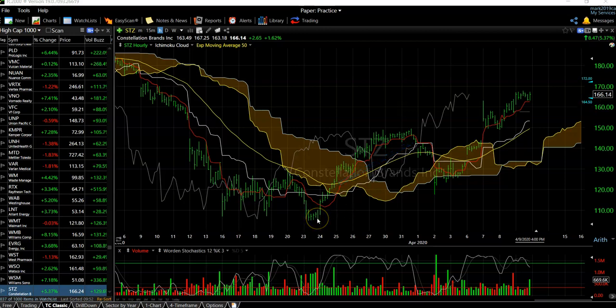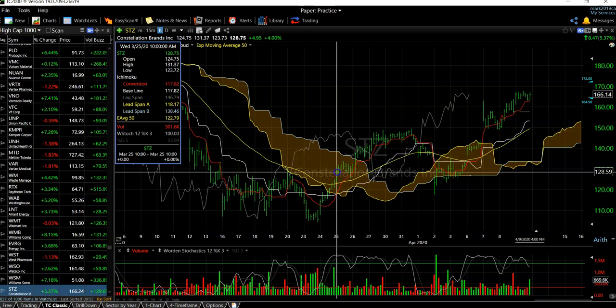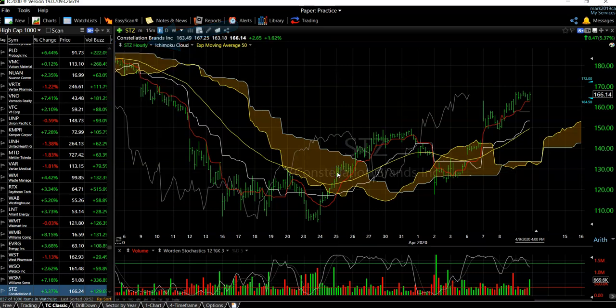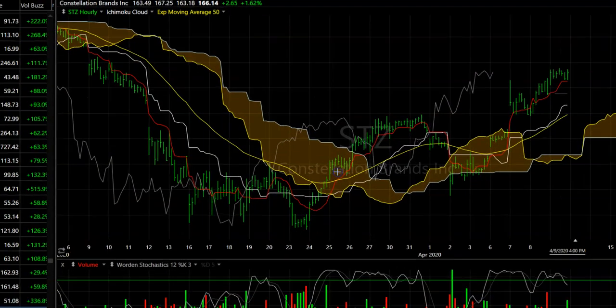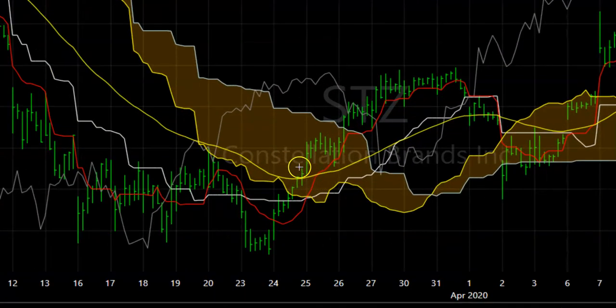When STZ started to come up, at one point it crossed the 50-day moving average. So on March 25th, it crossed the moving average at $129.59. This is your signal number 1. As you can see, it started to come up and it actually crossed the 50-day moving average on March 25th. This is your buy signal 1.